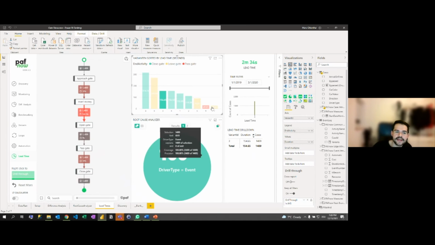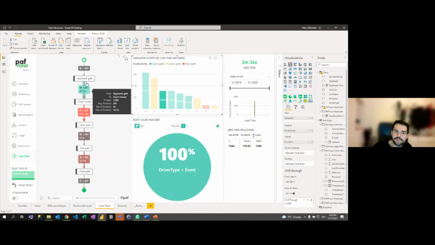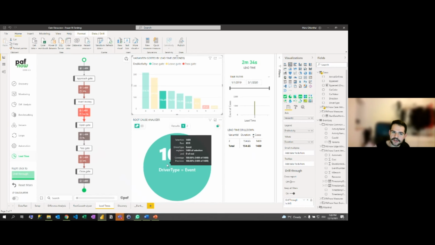Driver type event, right? Those were the guys and gals who inserted money. Again, we have this 40 seconds between approach gate and insert money. That could still be the case because people who are usually at an event, right, contextual knowledge, don't really know what they're doing. So apparently this takes 40 seconds. Inserting the money, open the gate, this takes 1 minute. So apparently it's also kind of quick.